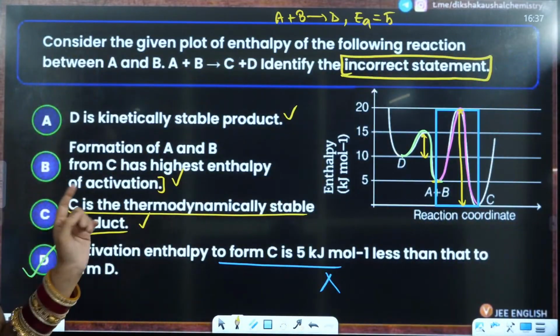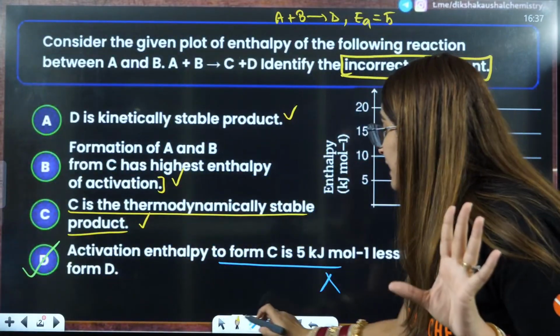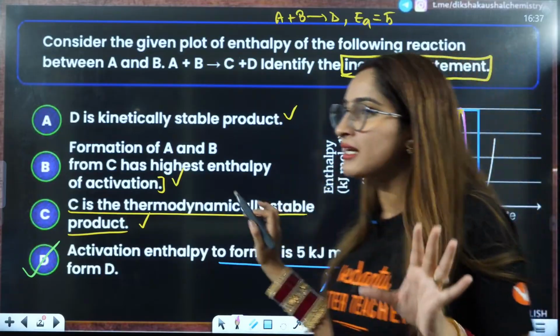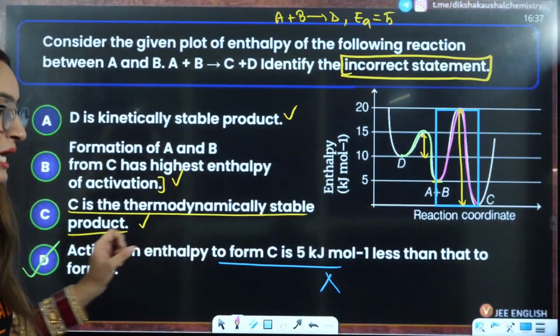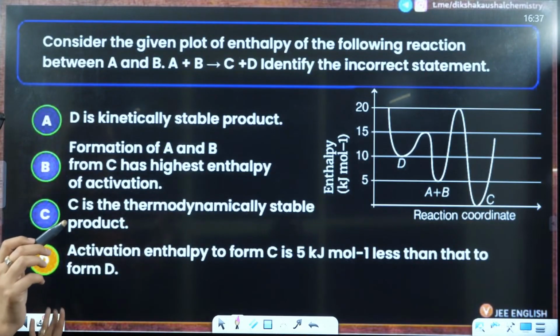So the answer is D, the incorrect statement, and that is your correct answer. Is that clear to everybody or not? Is that clear to everybody? Right? Okay. Next question, let us see that. This is the explanation, right?